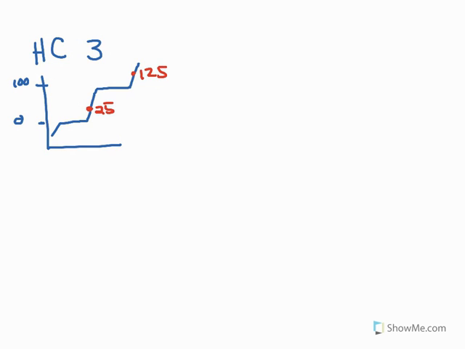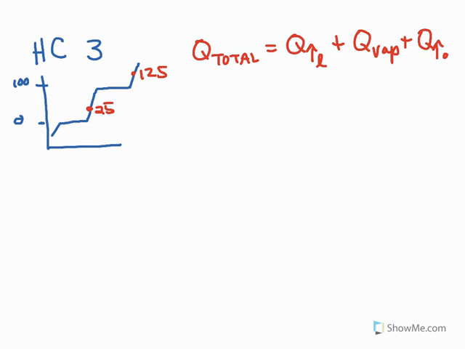So for each segment of the heating curve, you're going to have a different calculation of Q. So we've got Q total, and now it's going to be equal to the Q, and I'll just put an upward arrow, meaning to increase the temperature of the liquid, plus the Q to vaporize, plus the Q to increase the temperature of the gas. So that's my little shorthand that I use.